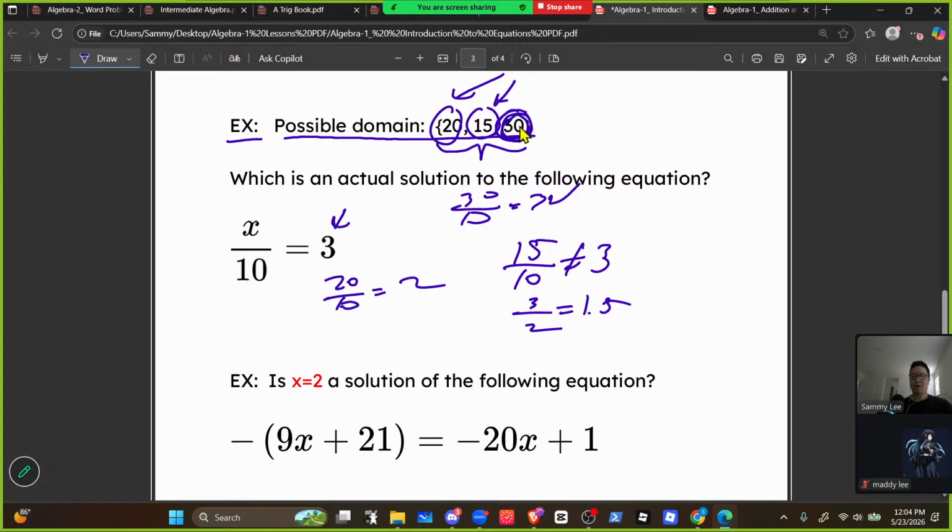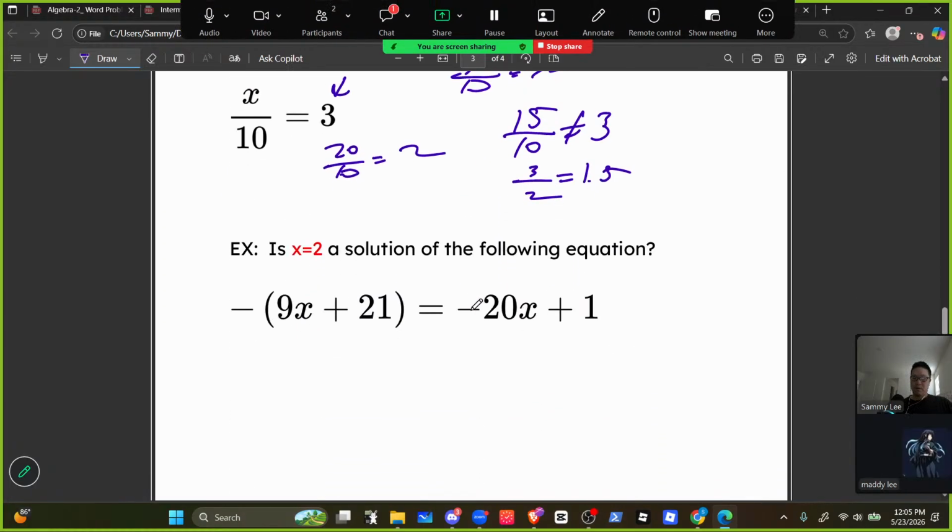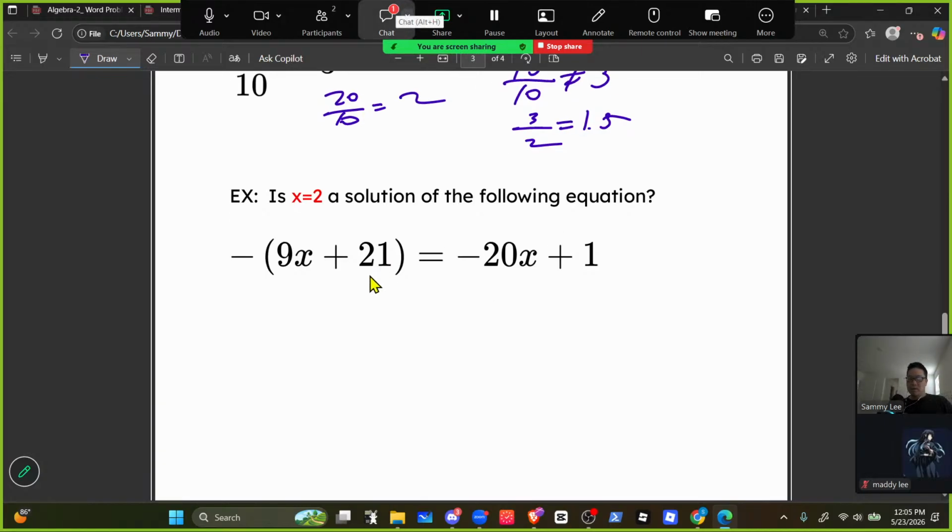Okay, so that's what this question is asking you. Which one out of these things is a solution? It wants you to test each possible thing. I did. Okay, good. What about this one? It says, is x equals 2 a solution of the following equation? Let me know when you're done.